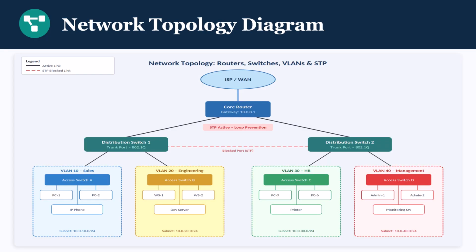This diagram shows all concepts together. The core router connects to 2 distribution switches via 802.1Q trunks. The red dashed line is an STP-blocked redundant link for failover. 4 access switches serve 4 VLANs: sales, engineering, HR, and management. This follows Cisco's recommended hierarchical design.